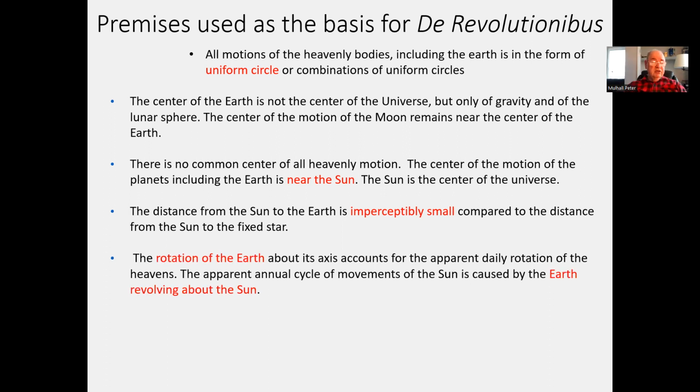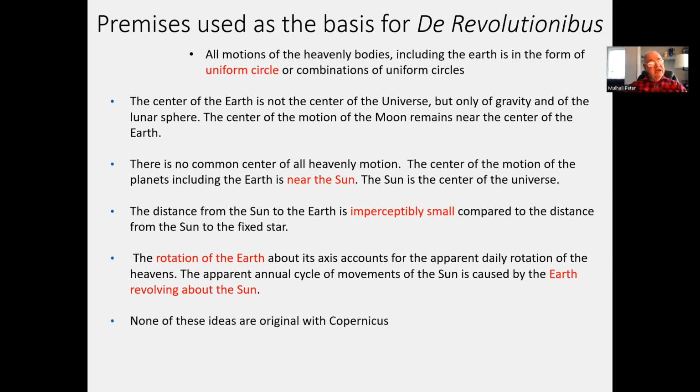The rotation of the Earth about its axis accounts for the apparent daily rotation of the heavens. He says in his writings, wouldn't it be a lot easier for the Earth just to go around as opposed to the whole universe going around once a day? And the apparent annual cycle of the motions of the sun is caused by the Earth going around the sun annually, in the year.